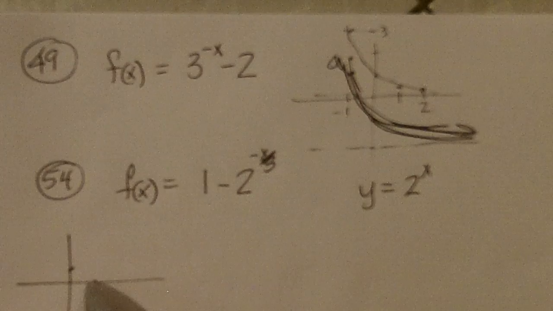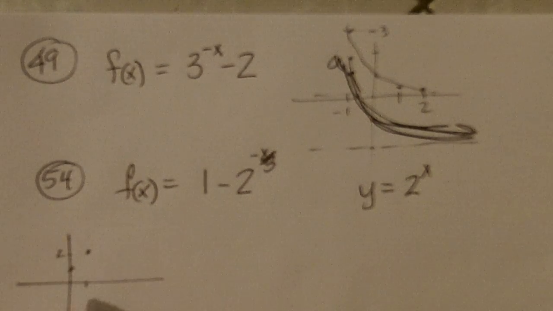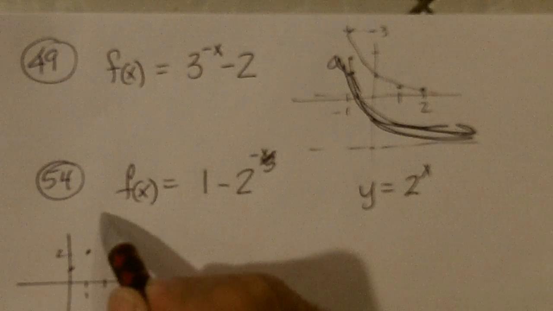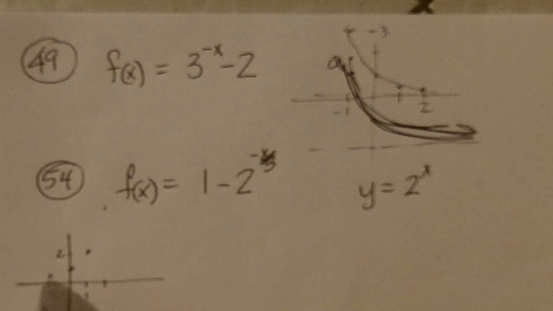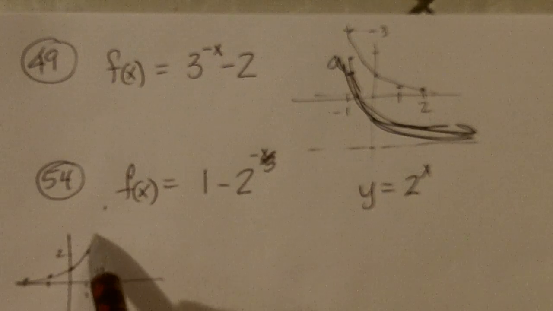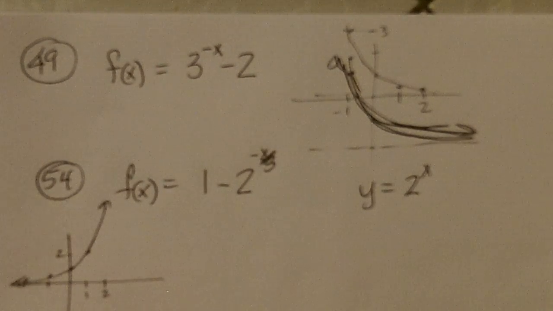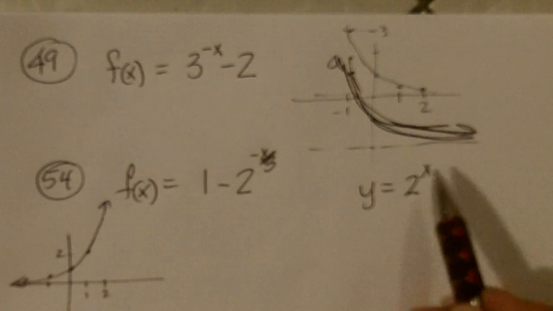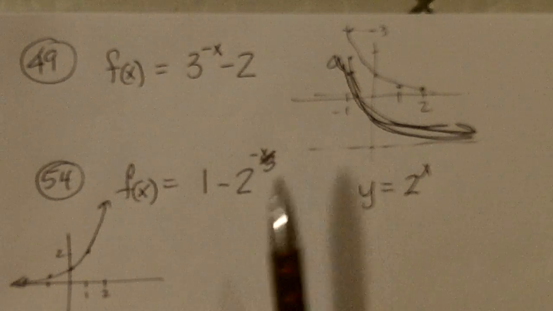2 to the 0 is 1. 2 to the 1 is 2. 2 to the 2 is 4. 2 to the minus 1 is a half. 2 to the minus 2 is 1/4. And it looks like that. That's our parent function. Now let's take care of the x transformations.